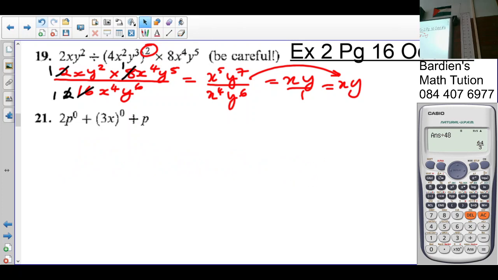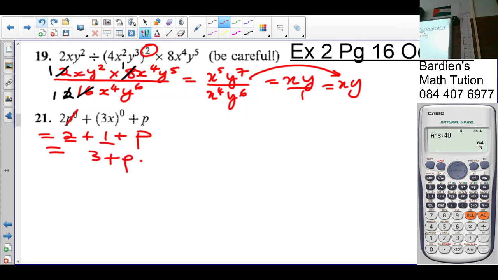Sorry? Nobody else? Number 21? Anything to the power 0 is 1. So that's simply 2 plus 1 plus p. And they are all like terms, not so? No. The p is not a like term. So it's going to be 3 plus p. Alright, you guys understand? No confusion at this point. That was number 21.